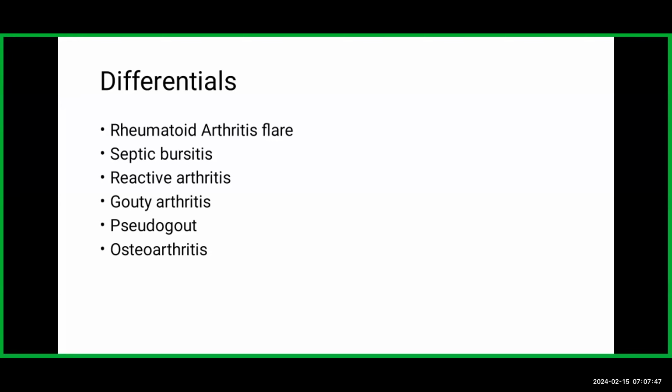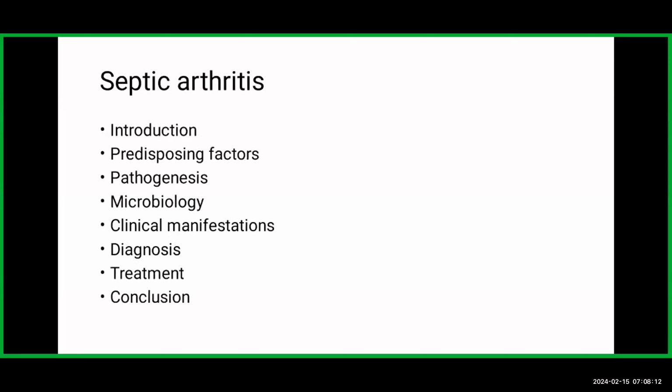So I just added this slide for possible differentials like rheumatoid arthritis flare. That's where the history would come into play. If it's a rheumatoid arthritis flare, it may not be as acute as the septic arthritis. And then when we aspirate the fluid in the septic arthritis, it may be purulent. And then the procalcitonin levels could also help to confirm or differentiate septic arthritis from rheumatoid arthritis flare. Other differentials include septic bursitis, reactive arthritis, gouty arthritis, pseudogout, or osteoarthritis.